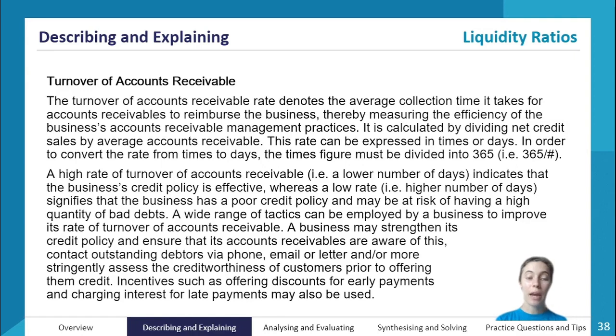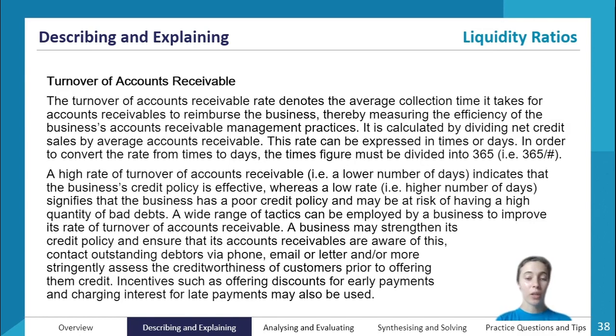Now, a high rate of turnover of accounts receivable, so a low number of days, indicates that the business's credit policy is effective. If you've got a low rate, then of course it's the opposite. It says that the business has a poor credit policy and may be at risk of having a high amount of bad debts, of people not paying off their debts to the business. So if you've got it in times, then you want the number to be higher. If you've got it in days, then you want it to be lower.